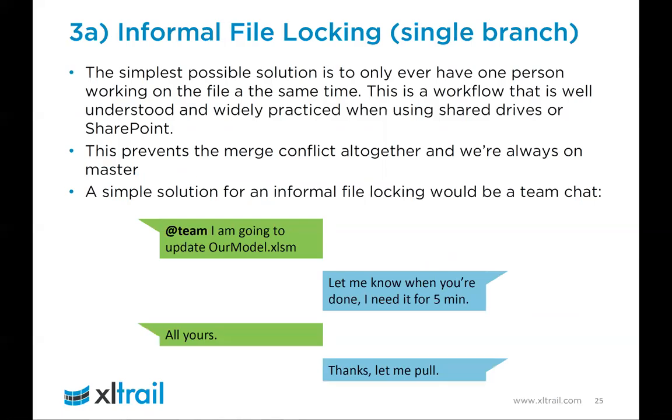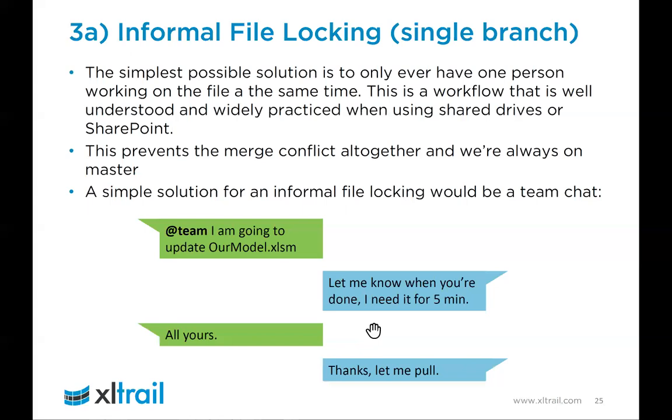So one obvious and simple solution to that issue is to only ever have one person working on that file at the same time. And this is a workflow that we are kind of used to from other collaboration tools other than Git, like shared drives or SharePoint, where we are able to exclusively access that Excel workbook, lock it, and then prevent others from making changes while we work on it. So this strategy is really to get around that situation where we end up in a merge conflict altogether. It's very, very simple. And the suggested solution down here, as you can see, is a simple team chat.